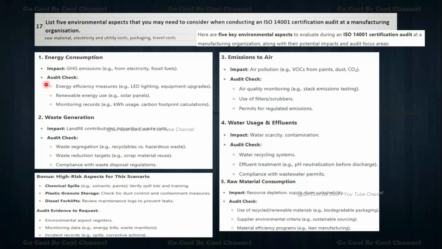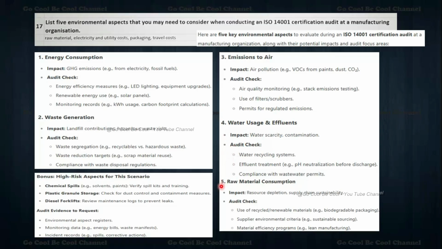Audit checks: what things can we write? Energy efficiency measures, renewable energy, monitoring records. Second is waste generation. Impact is landfill contribution. Audit checks are waste segregation, waste reduction targets, compliance with waste disposal. Third one, emissions to air, impact is air pollution. What are the audit checks? Air quality monitoring, use of filters, and permits. Then water usage and effluent impact, and what are the audit checks we have?